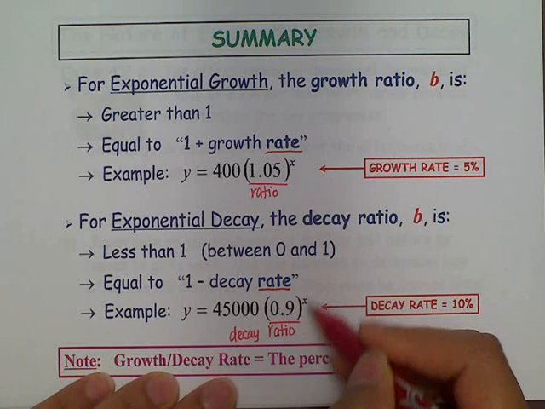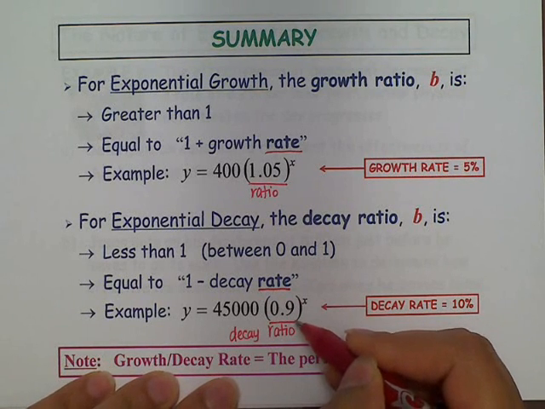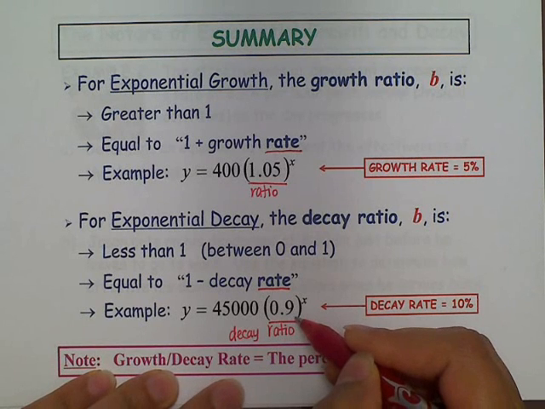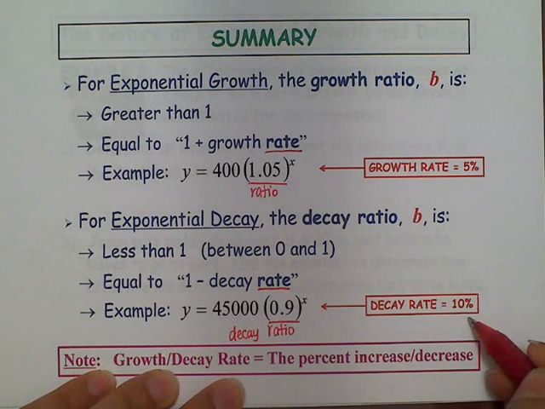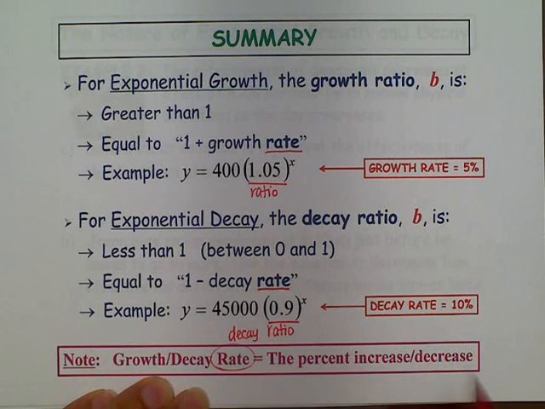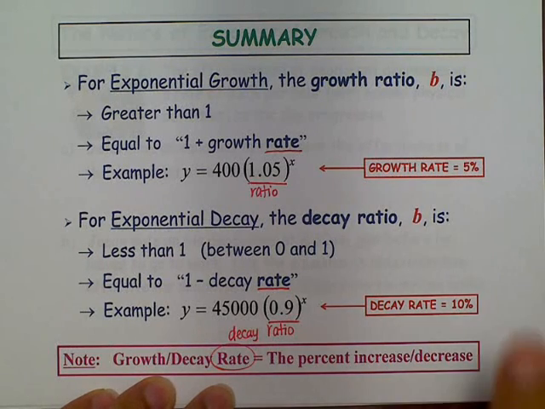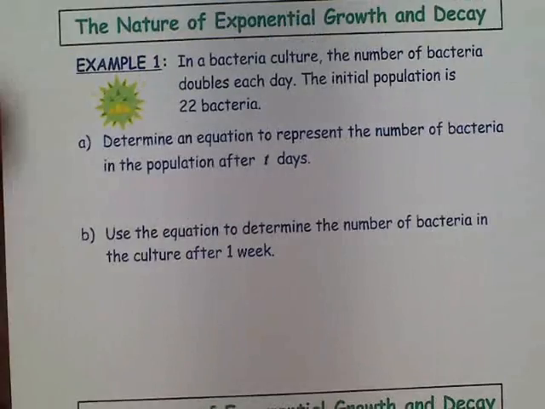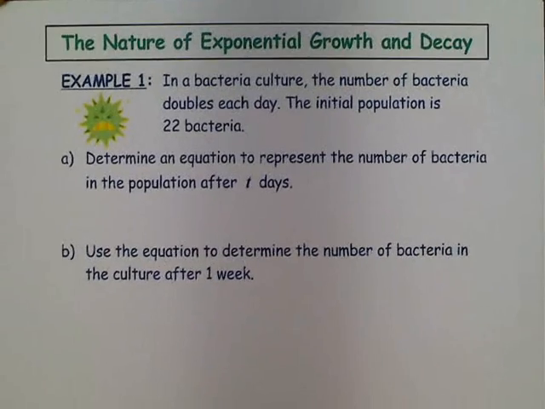And the way you would figure out the decay rate from the ratio is to look at how much less than 1 this actually is. So this is 0.1 less than 1, and 0.1 as a decimal is 10%. So that's how I know the decay rate is 10%. Okay? So the growth and decay rate is equal to the percent increase or decrease from one point to the next. So we're going to look at a couple of examples.